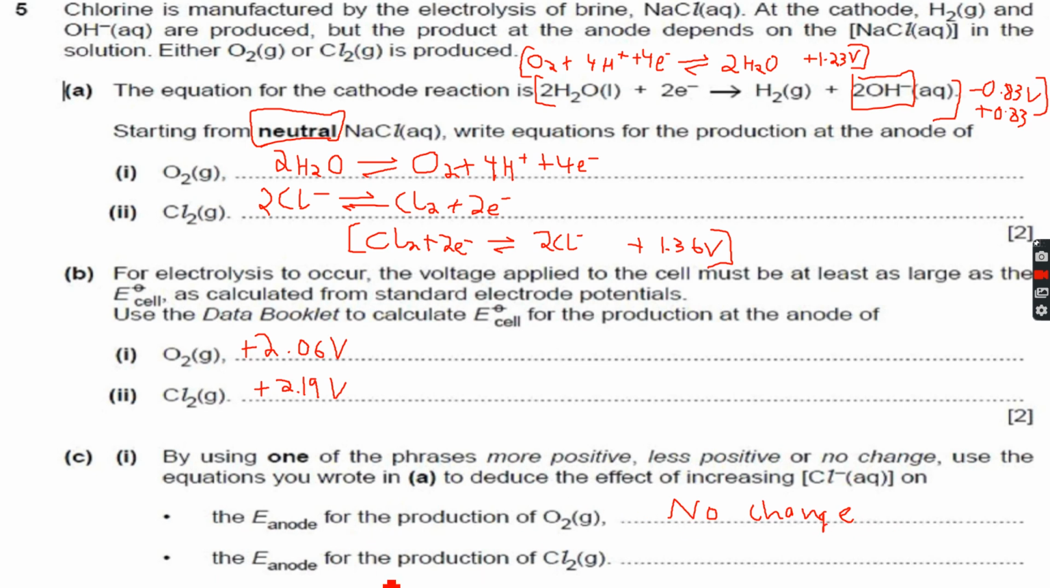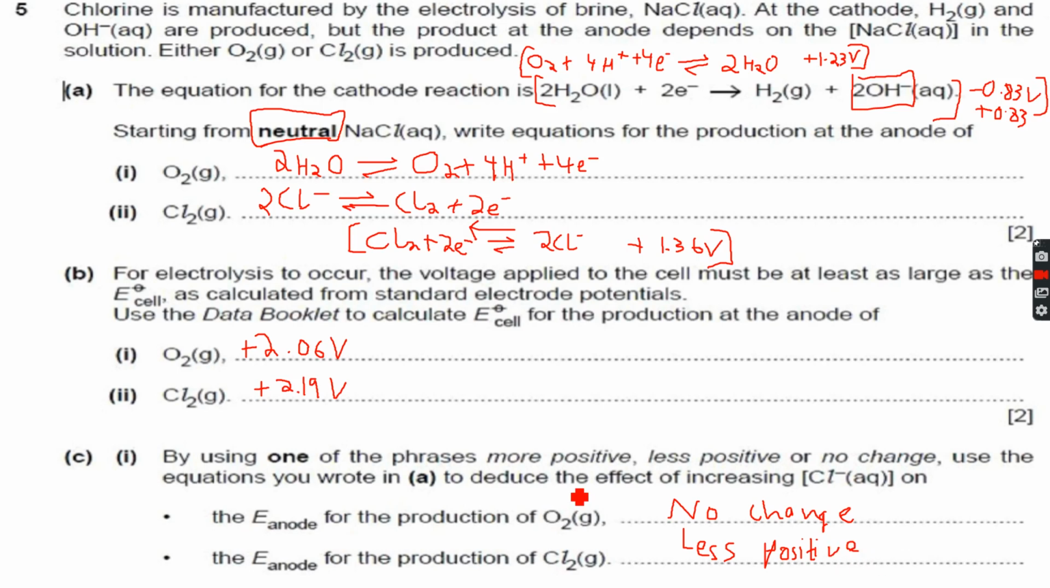However, in the second part, the E anode for the production of Cl2, now obviously Cl negative is in this equation. So as Cl negative increases, the system will act to oppose this increase. So the equilibrium will shift to the left and this will make it less positive. This will make the E value less positive. So yes, we are done with this concept as well.